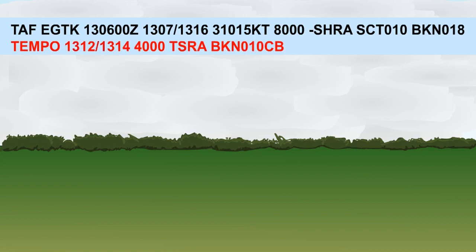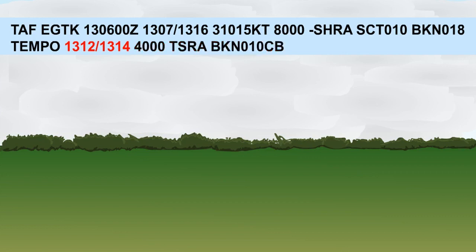The other change indicator is tempo, meaning temporarily. This is different from the becoming change indicator in that this change may occur at any time within a specified time period, and it will therefore not be a permanent change. These temporary fluctuations are expected to last less than an hour each time, but in aggregate, no more than half the time period given. Let's look through the example on screen.